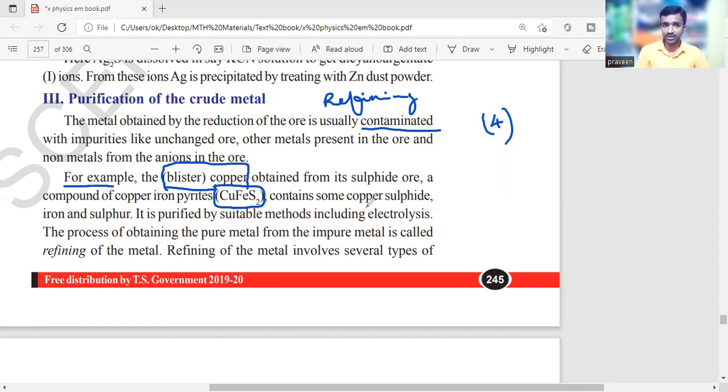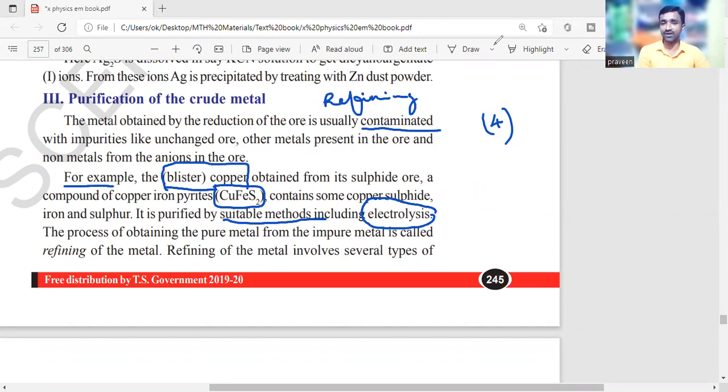That will be separated by using suitable methods. What are the suitable methods? Sometimes it may be the electrolysis process or other processes like liquation, distillation, poling. These are the refining methods. So what is actually refining or purification? It is the process of obtaining the pure metal from impure metal. That process is called a refining method.